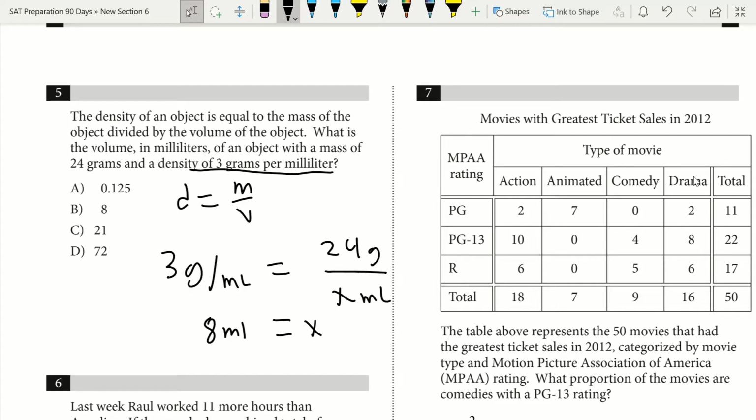But if you didn't recognize that, then what you're going to do is multiply each side by X milliliters, right? Get rid of that, and then divide each side by 3 grams per milliliter, and you're going to end with 24 over 3, which is 8. So I would recommend trying to solve it in your head if you can. When you see that 24 over a number equals 3, just think 24 divided by what equals 3. 24 over 8 is going to give me 3, so I know that B would be my answer there.